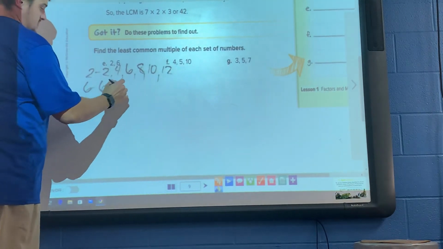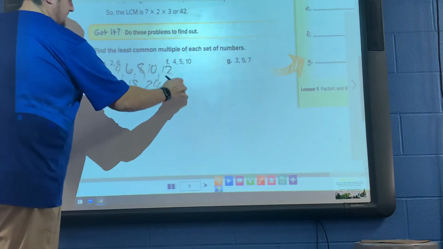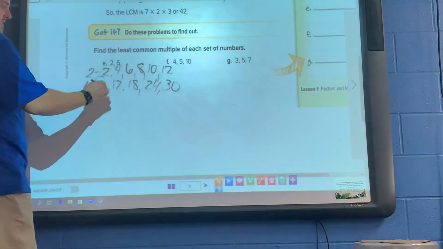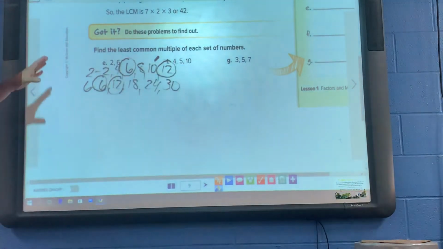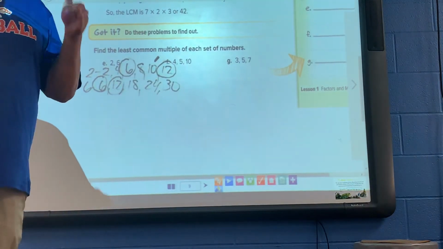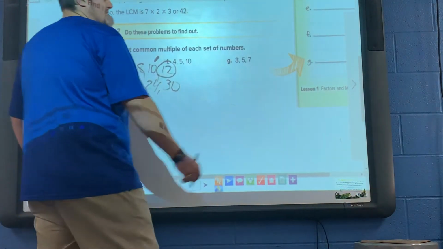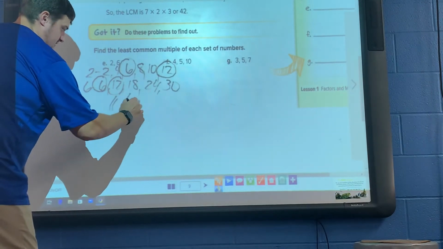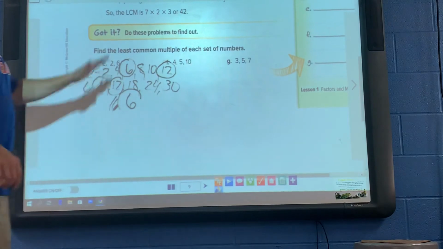So 6 times 1, 6 times 2, 6 times 3, 6 times 4, 6 times 5. So if you look, we share 6 and we share 12. Now, we do have 2 in common, but like I said before, we want the least common multiple. So the least is 6. So 6 is your LCM of 2 and 6.